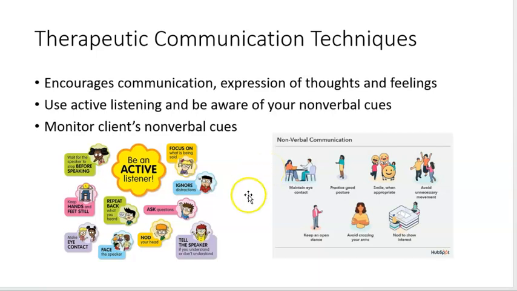Some nonverbal forms of communication include maintaining eye contact, practicing good posture, right? You don't want to be slumped in a chair looking like you're about to fall asleep when the patient's telling you all these signs and symptoms that they've been experiencing and you don't look like you're engaged. We want to smile when appropriate, avoid unnecessary movements, keep an open stance, so we don't want to have arms crossed. Things like that. An open stance would be more arms to the side. Avoid crossing the arms, and again, nodding to show interest.